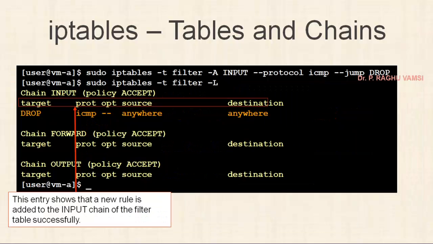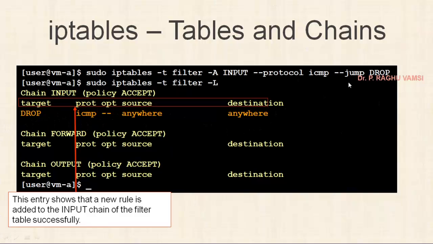Now we'll see an example of how to add the filter. That is sudo iptables -t filter -A. -A is nothing but adding of the rule. -A INPUT means you are making the addition of this rule into the input chain. Then --protocol, that is the protocol name you want to mention, ICMP, then --jump DROP. That means whatever ICMP packet is there will be dropped.